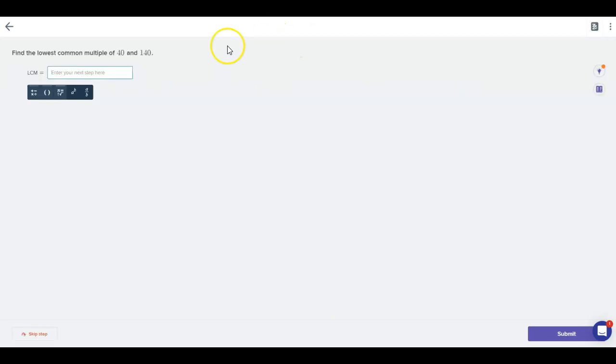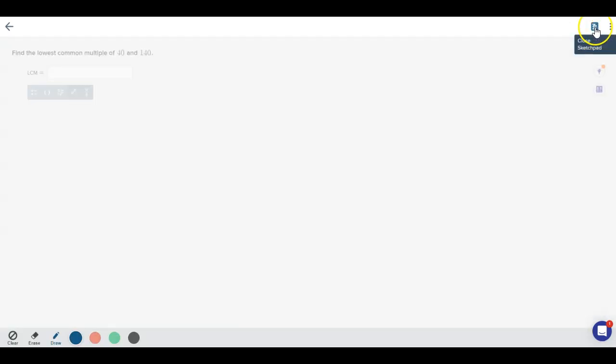Find the lowest common multiple of 40 and 140. So again, same process, but we haven't been given the prime factors, so we're going to have to start by prime factorizing. 40 is our starting first number. We can prime factor that again. It is an even number, and also a multiple of 10, so we can go with either of those. In fact, I'm going to go with 10.